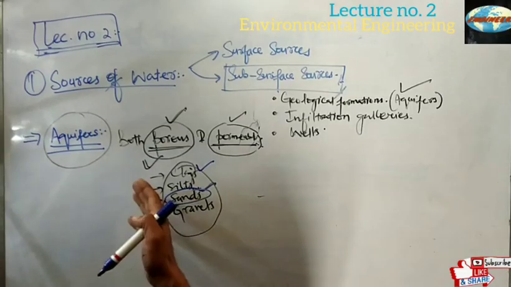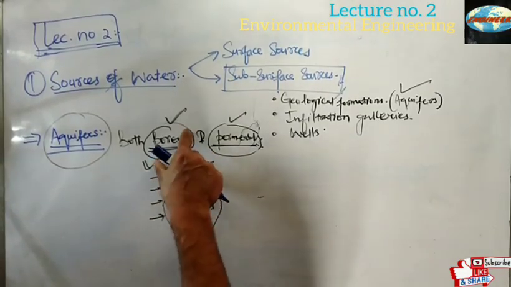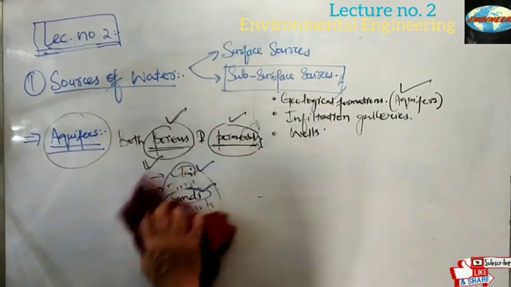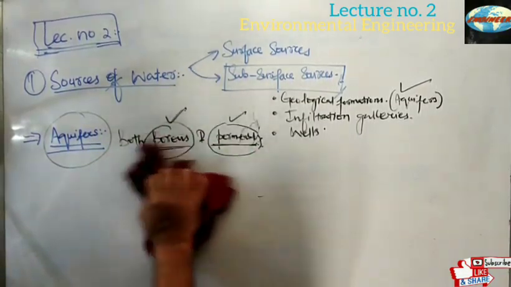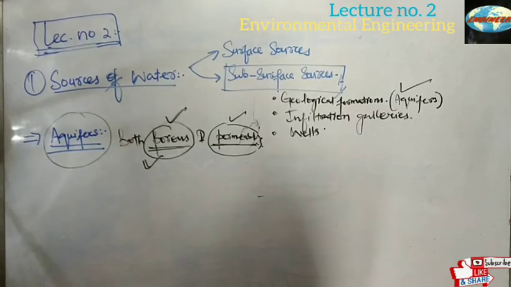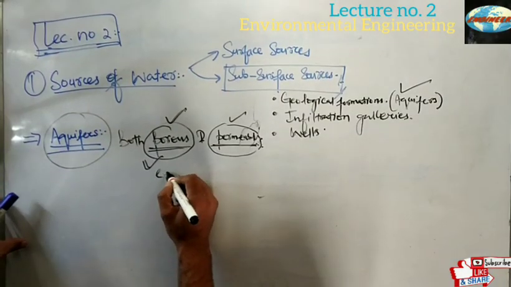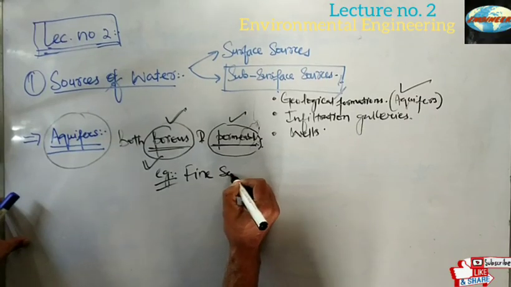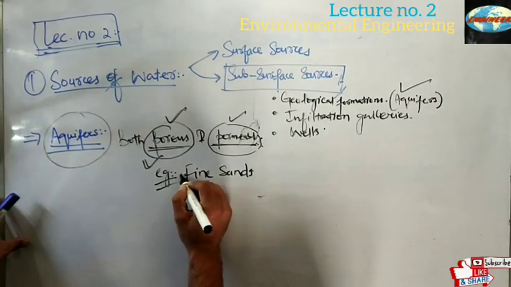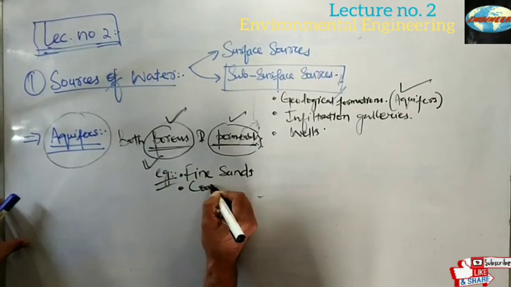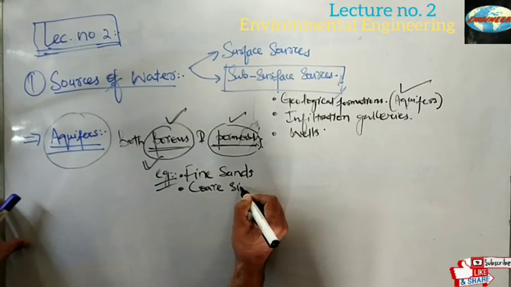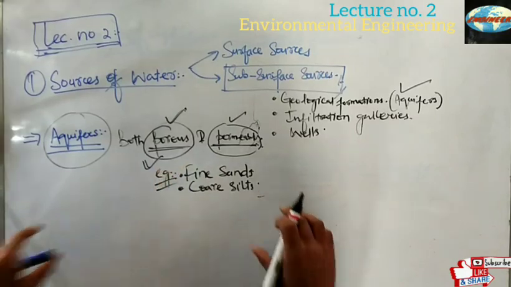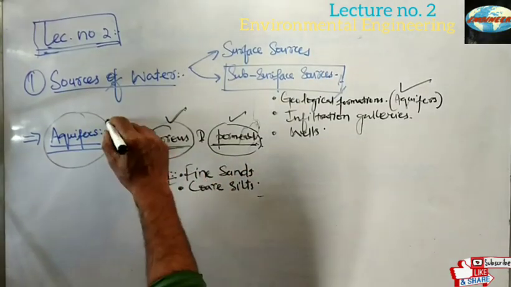So aquifers obviously have both porosity and permeability. In geological formations, for example, if we have fine sands or coarse silts, these two geological formations, if present in the earth, actually form aquifers.